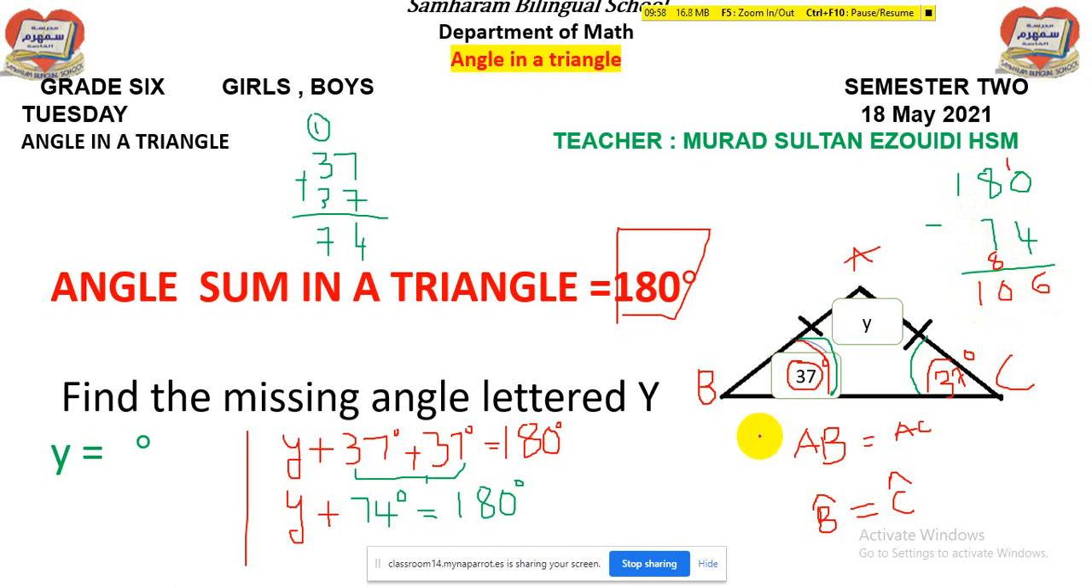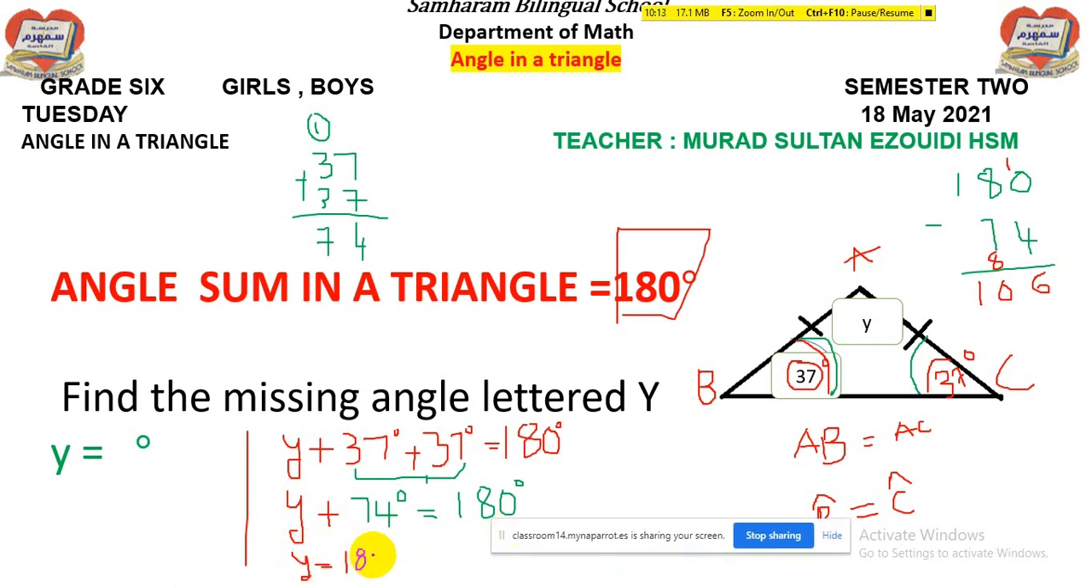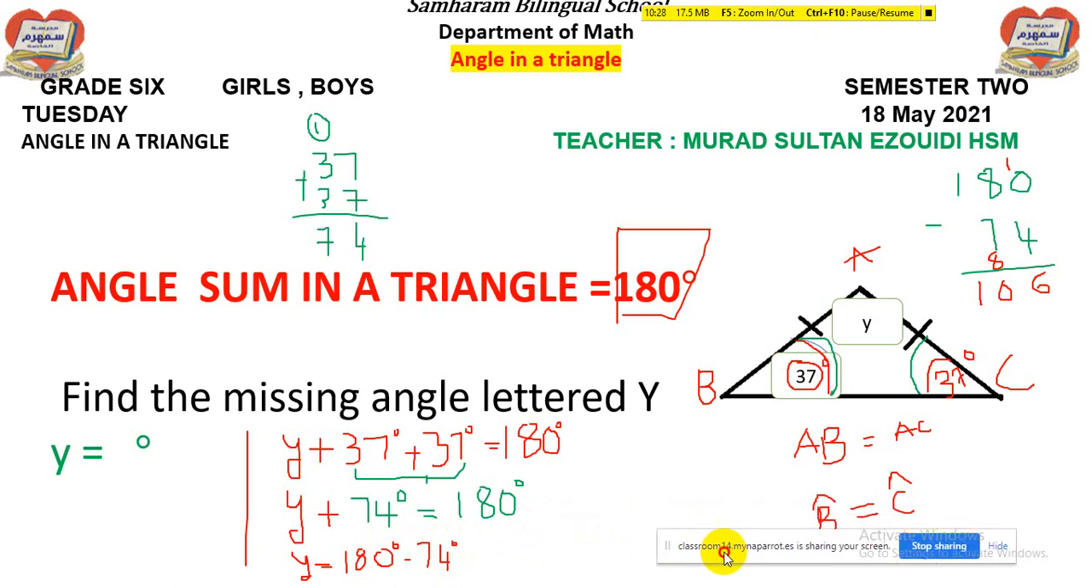So the answer is 106. So we can see that y equals 180 minus 74 equals 106. Of course, here the symbol of the degree, try not to forget this one, because you will lose marks if this question will be in the exam.